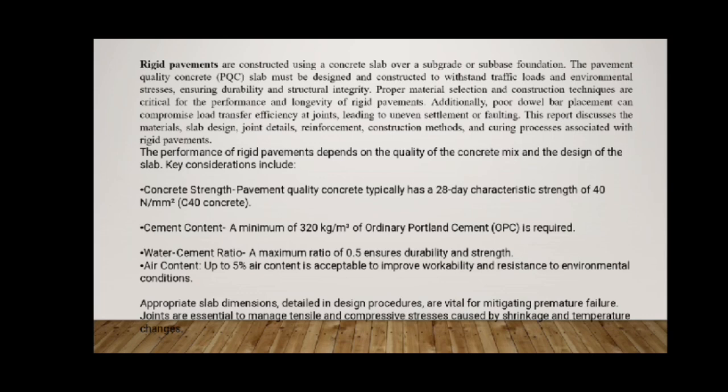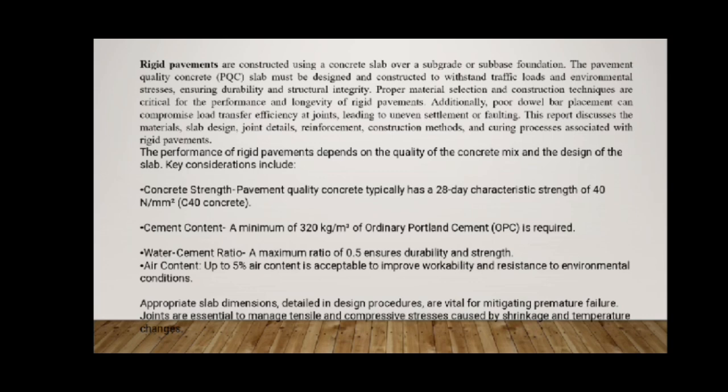So next is cement content, no. A minimum of 320 kg/m³ of ordinary Portland cement (OPC) is required, no. Dito sa cement content naman, yung minimum na kailangan is 320 kg/m³, no. Ito yung kailangan na minimum for cement content na gagamitin for cement mixture.